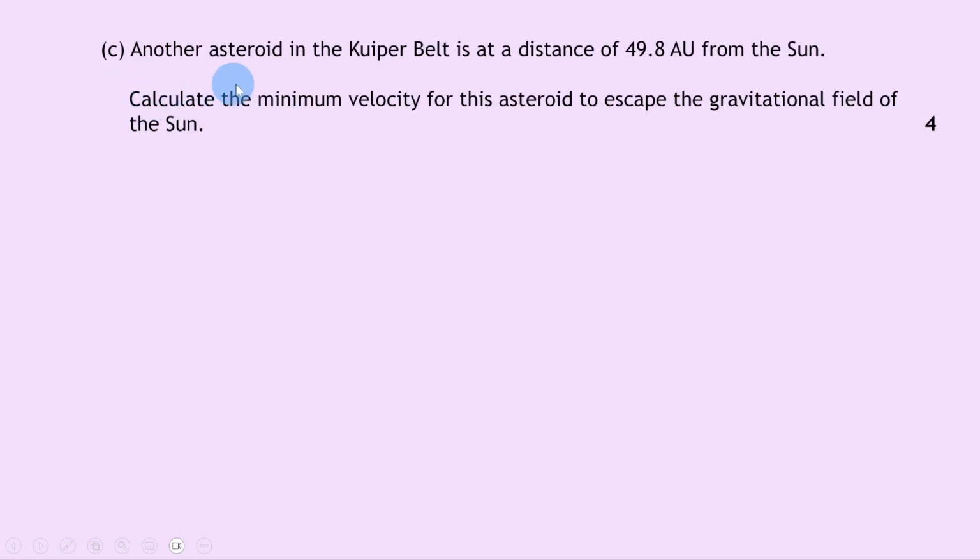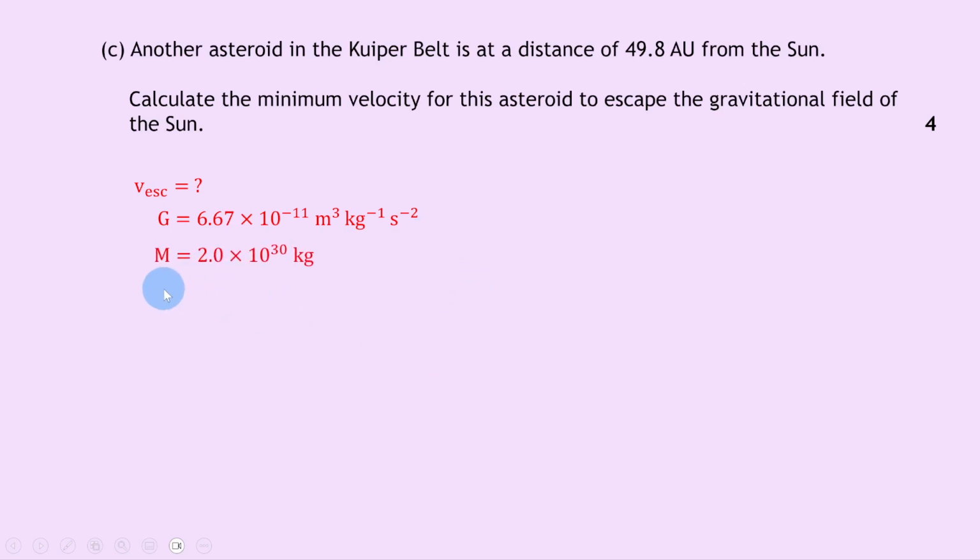Lastly, part C says another asteroid in the Kuiper Belt is at a distance of 49.8 AU from the Sun. Calculate the minimum velocity for this asteroid to escape the gravitational field of the Sun, and there's 4 marks available here. Well, writing down what we know from the question, we're trying to find the escape velocity. We know the universal constant of gravitation, G, is 6.67 times 10 to the minus 11 meters cubed per kilogram per second squared from the datasheet.